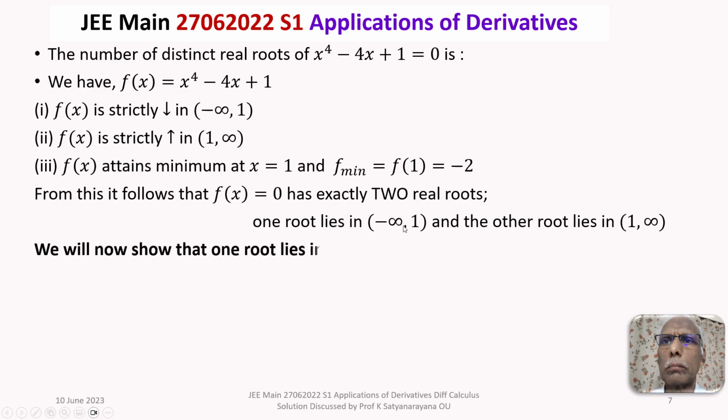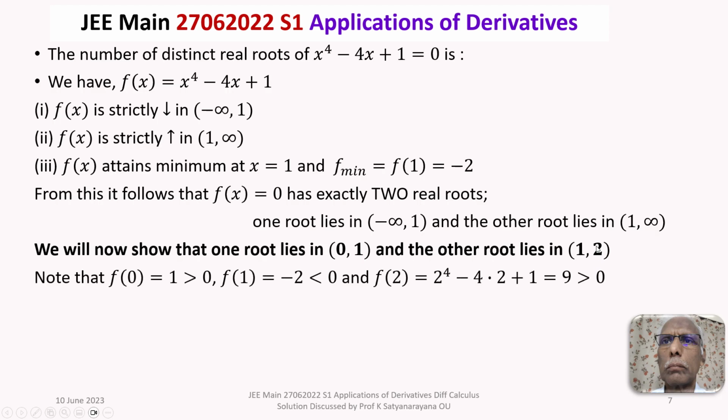We want to slim down these intervals. So, we will now show that one root lies in the open interval 0 to 1 and the other root lies in the open interval 1 to 2. For that, we will take the help of the intermediate value theorem.